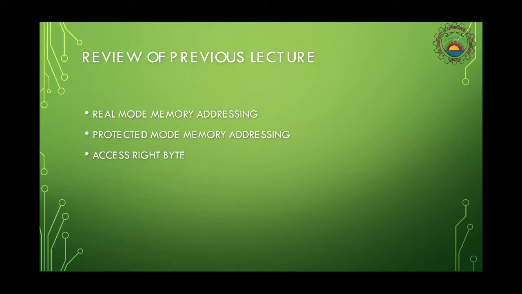Then we discussed protected mode memory addressing, and we discussed the structure of a segment register, how the selector, table indicator and RPL are present there. Then we discussed how a selector accesses a descriptor, and descriptor tables. And then in the last we discussed the access byte. Now we have to start this lecture.